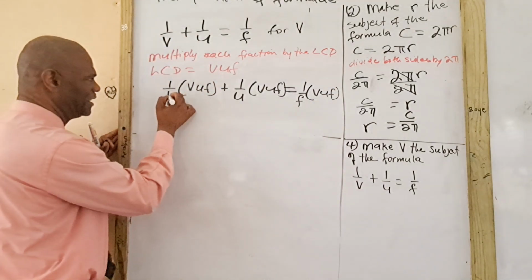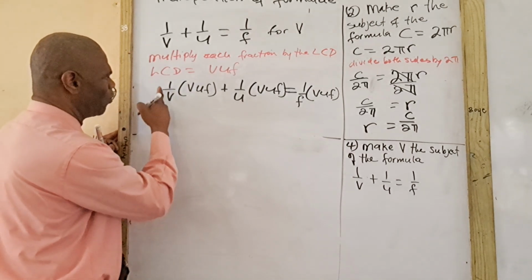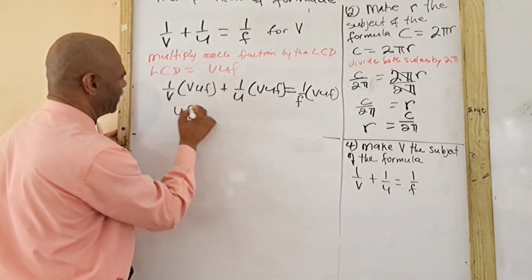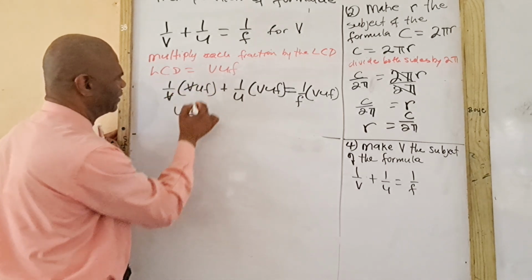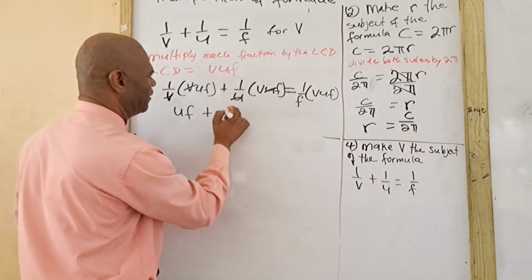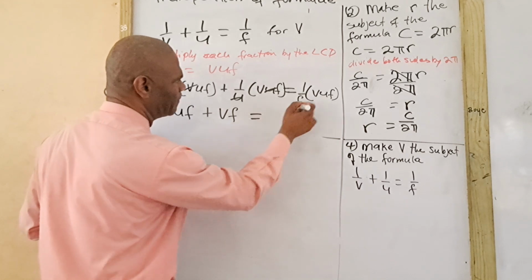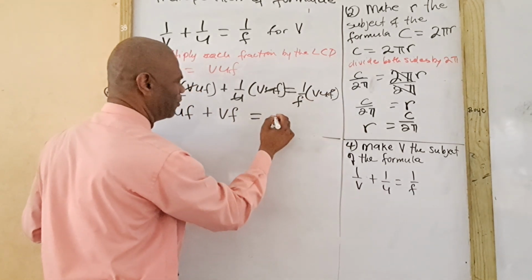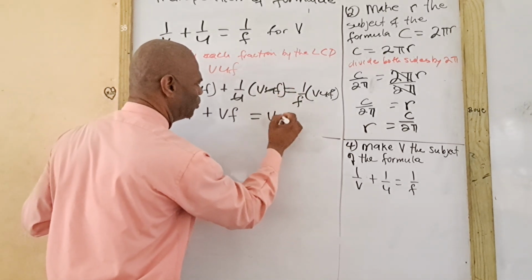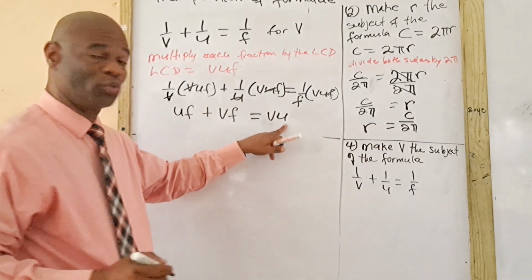So the V's cancel here, so I'll be left with 1 times UF, so that would be UF. Plus the U's cancel here, I'm left with 1 times VF, which is VF, equals, the F's cancel here, so we're left with VU. So now we have UF plus VF equals VU.